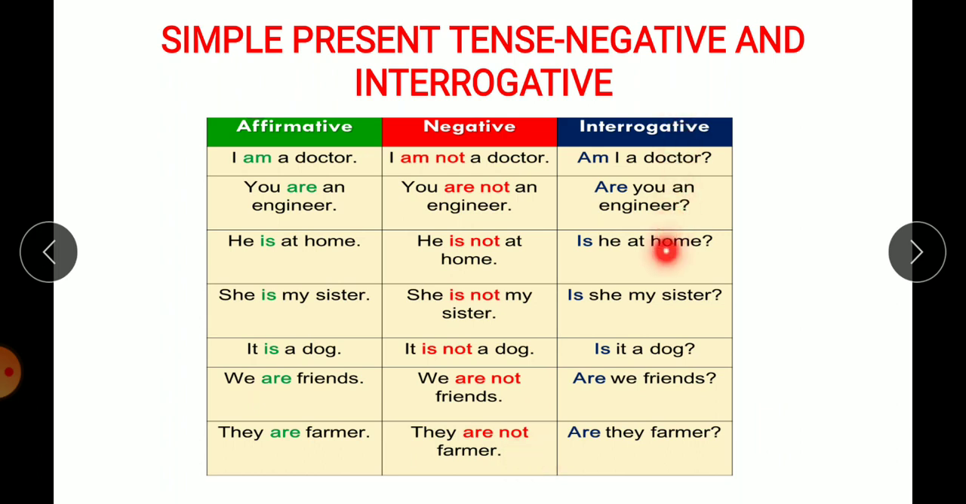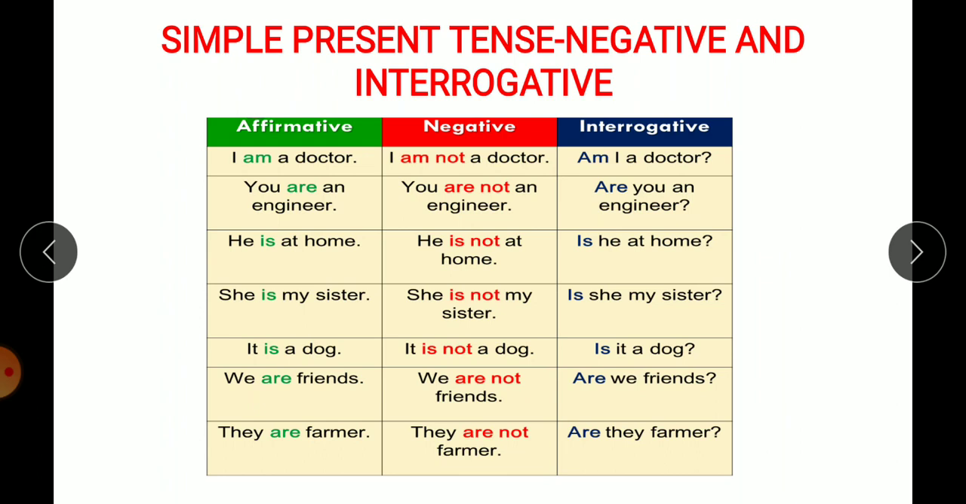Now when we frame interrogative, ये जो भी helping verbs हैं green वाले, इनको starting में कर देते हैं before the subject. Am I a doctor? Are you an engineer? Is he at home? Is she my sister? Is it a dog? Are we friends? Are they farmer? Right? So to frame negative, you just have to put not after helping verb. To frame interrogative, you have to put helping verb first, that is before the subject, and then end the sentence with question mark.